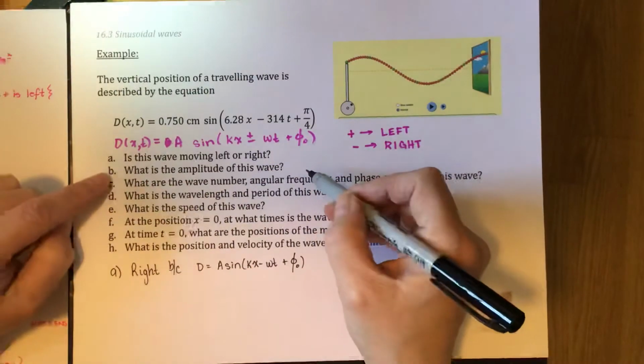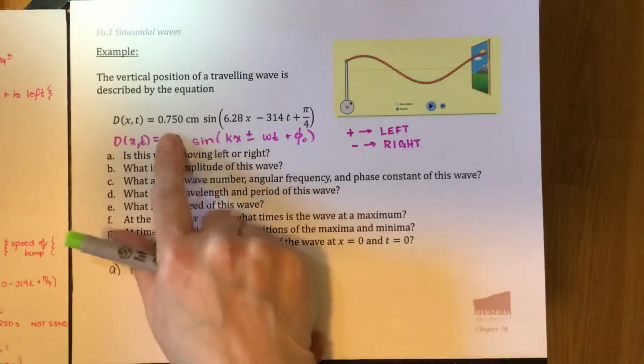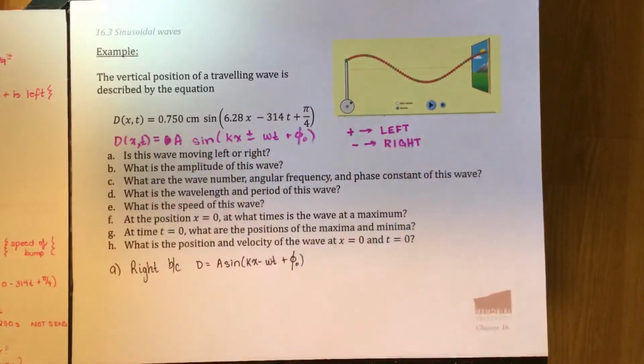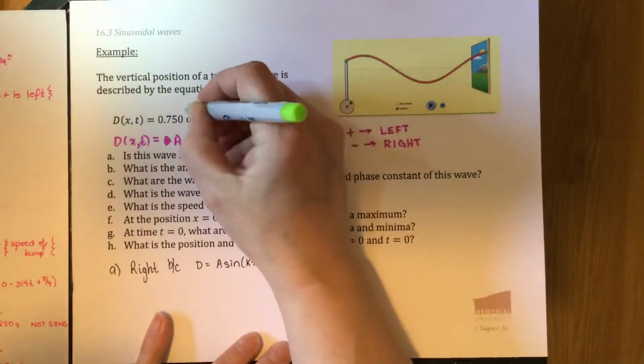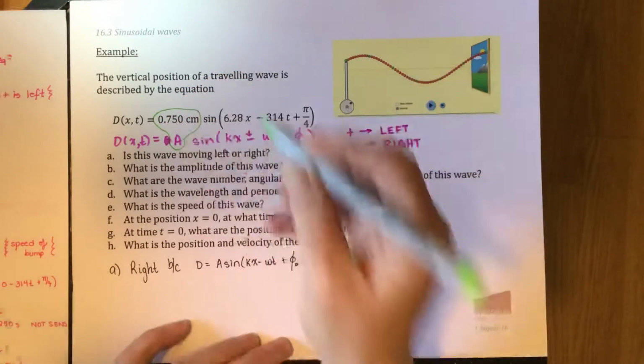Okay, there's part A. What is the amplitude of this wave? Okay, again, that's going to be a comparison. The amplitude is the thing that's multiplied by the sine function. It's the biggest that the wave could be. The biggest that the wave can be will happen when our sine function is equal to 1. So that means that our amplitude is equal to 0.75 centimeters. There's our amplitude.